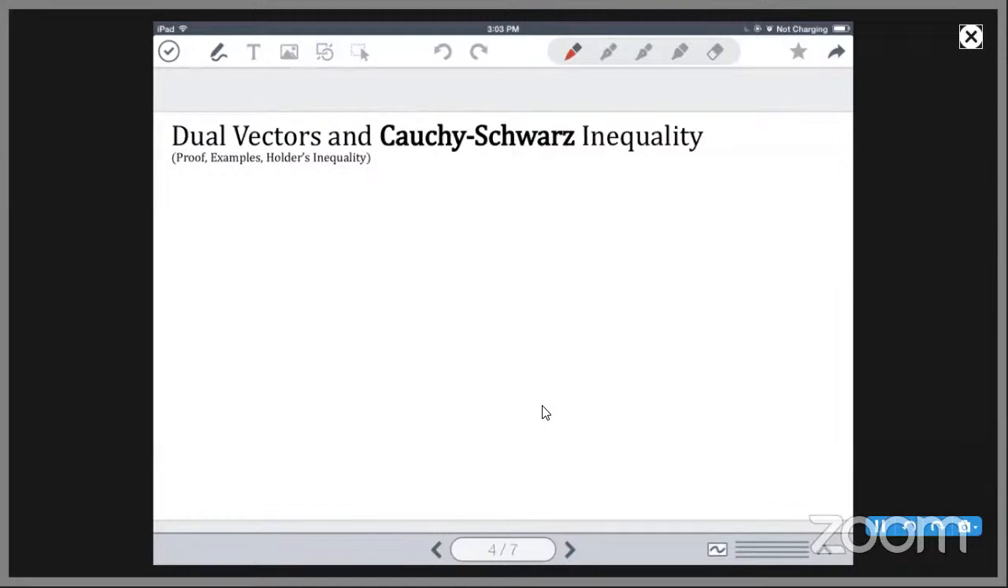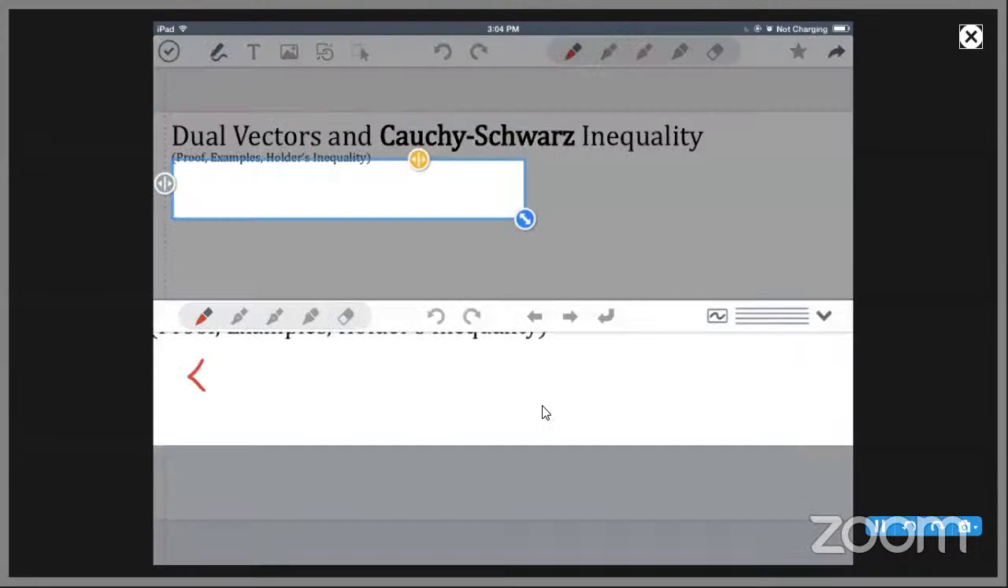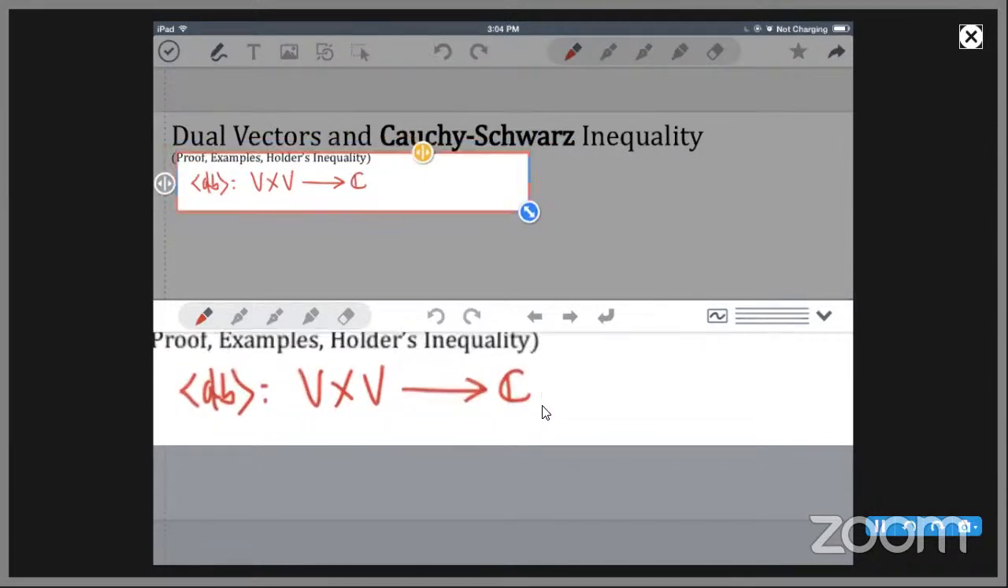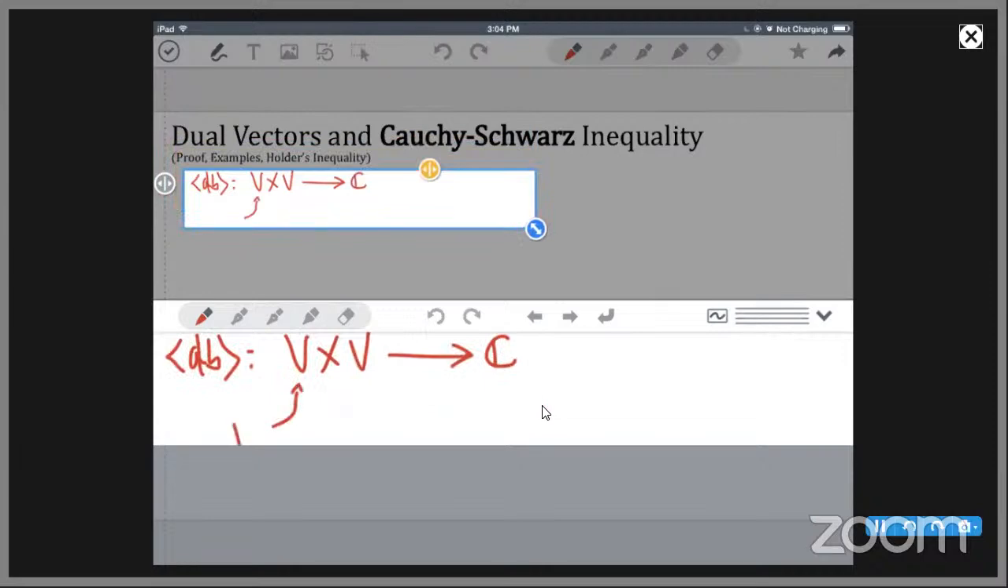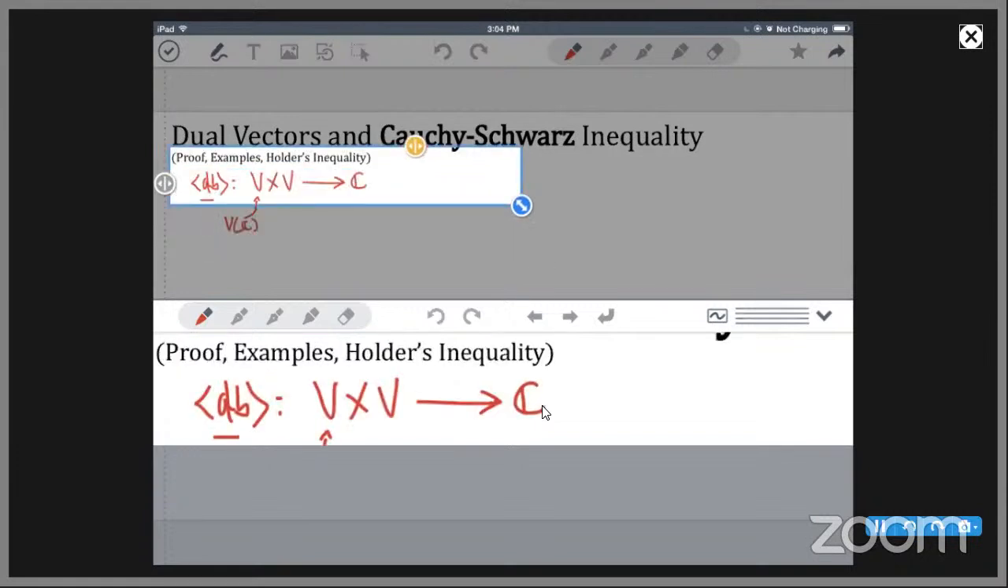So when we were discussing the dot product, we introduced a new object, the dot product, that takes something from V cross V and puts it in the complex space. So this V is V over the space C. We define this dot product of A and B as some new object.